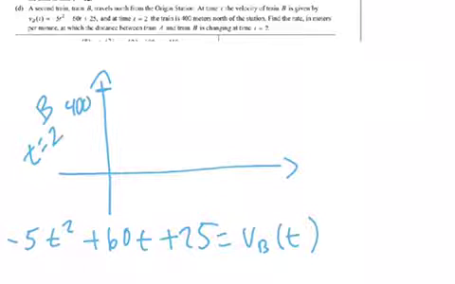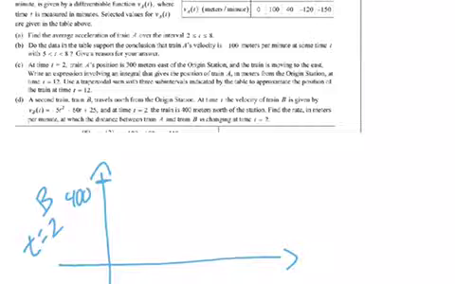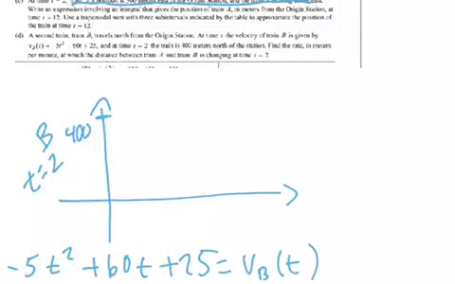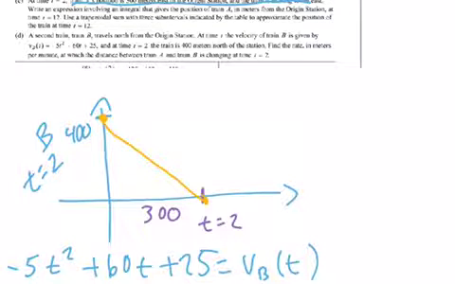Okay. Then from the first part, it talks about train A, and it says train A goes 300 meters east at time 2. So we know that also, we'll do it in a different color, 300 east at t equals 2. And the question is how far apart are they? Well, if this is 400 and this is 300, then this has to be 500 via the Pythagorean theorem, right?